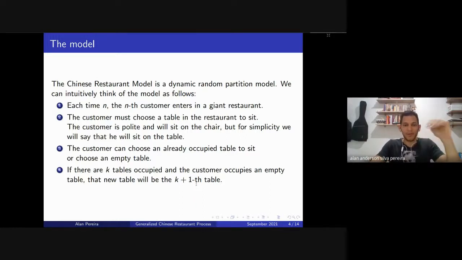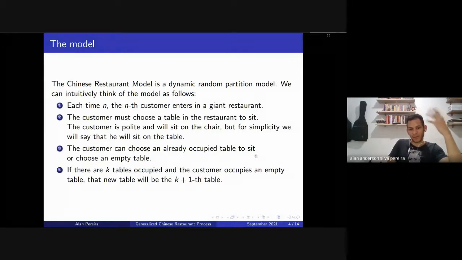So this is the model. This is the heuristic part of the model. And what we have to define formally now is how the customer decides: how the customer will choose a new table or an occupied table.